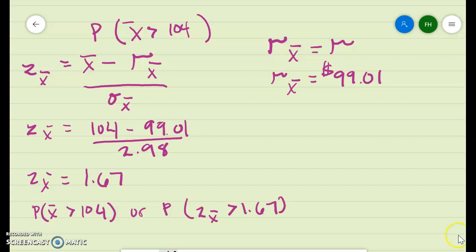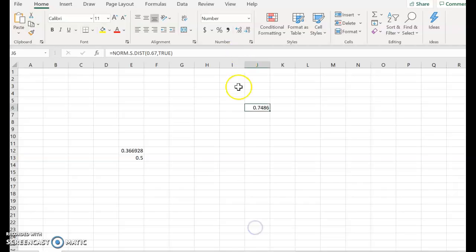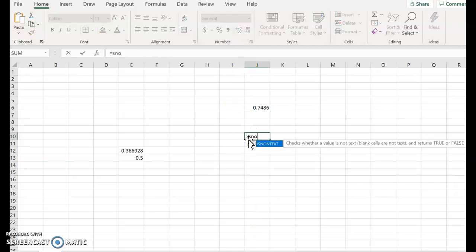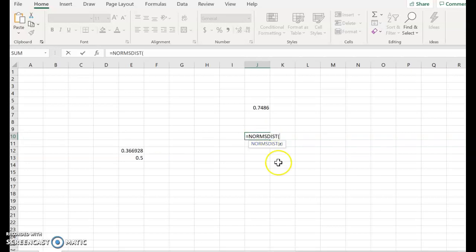So we're going to go back into Excel, and we're going to do the same thing, equal NORM.S.DIST, or NORMSDIST, there is no dot, and our z value was 1.67, and we want it to be TRUE.